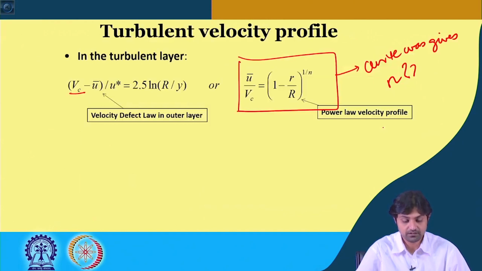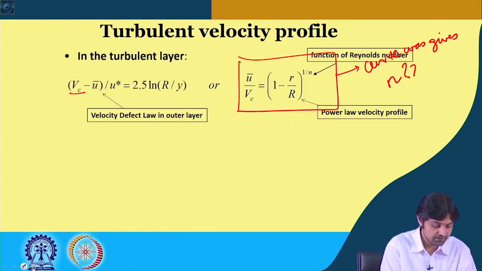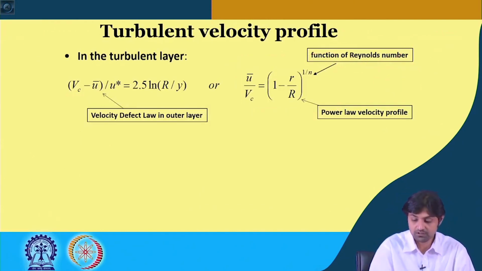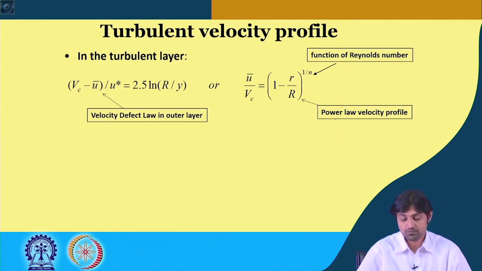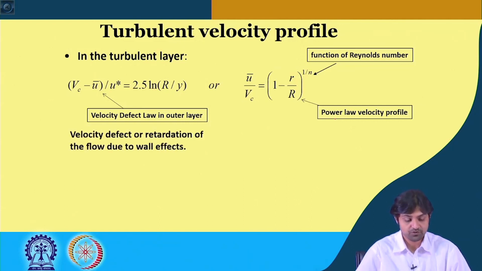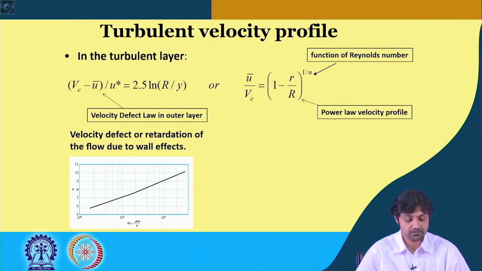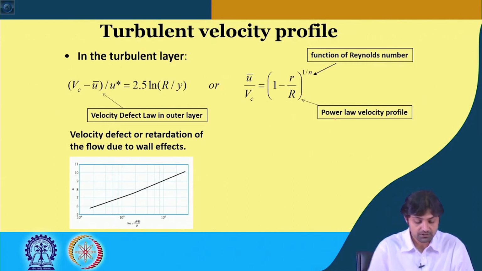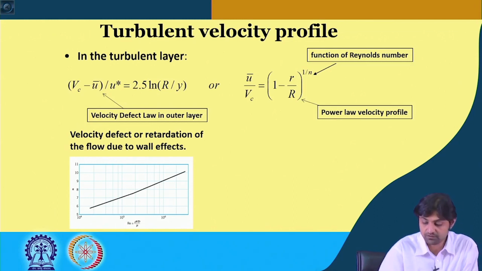All right. And this equation is called the power law velocity profile, and this n is a function of Reynolds number. All right. So, velocity defect or retardation of flow due to wall effects. Okay. So, this is the curve using which n can be determined. All right.